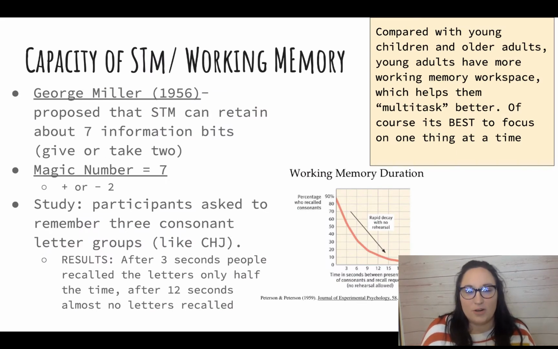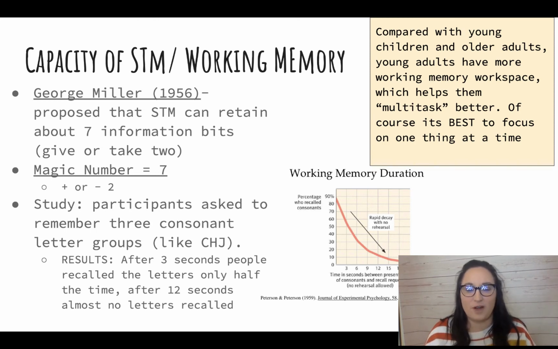So let's go back to our short-term working memory. So there was an important study you need to know conducted by George Miller, and he found that our short-term memory can retain about 7 pieces of information, plus or minus 2. So our magic number for memory is 7 plus or minus 2. In his study, he asked people to remember 3 consonant letter groups. So like CHJ. So he found that after 3 seconds, people recalled the letters only half the time. After 12 seconds, almost no letters were recalled.